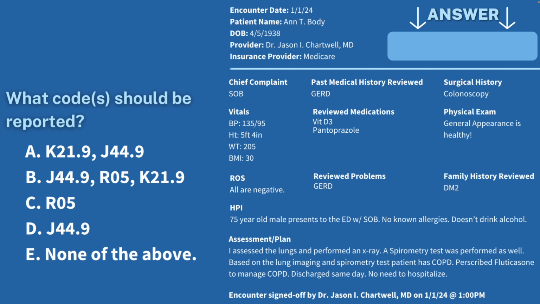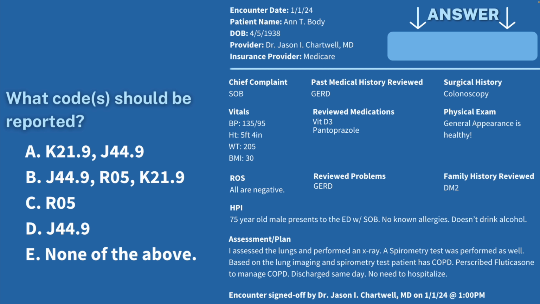Let's look at the past medical history. The doctor went over the medical history with this patient. It says reviewed. It's saying that she has a past medical history of GERD. We have the surgical history. We have the vitals. That means that the doctor actually checked this person's blood pressure, got their height, weight, and BMI. That's how you know that it is a face-to-face visit. This was not virtual, because you cannot get vitals if it's a telephonic visit.